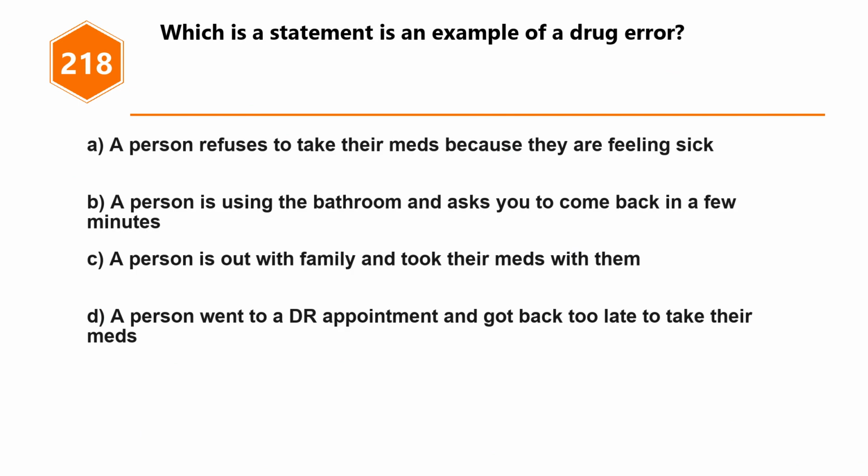Question 218. Which statement is an example of a drug error? Option A. A person refuses to take their meds because they are feeling sick. Option B. A person is using the bathroom and asks you to come back in a few minutes. Option C. A person is out with family and took their meds with them. Option D. A person went to a DR appointment and got back too late to take their meds.